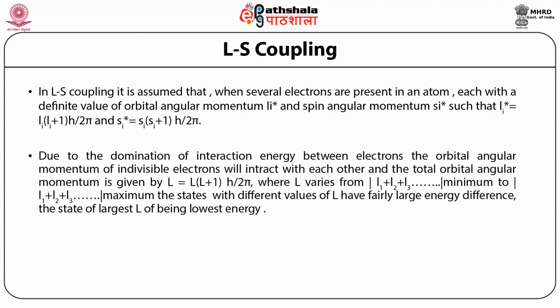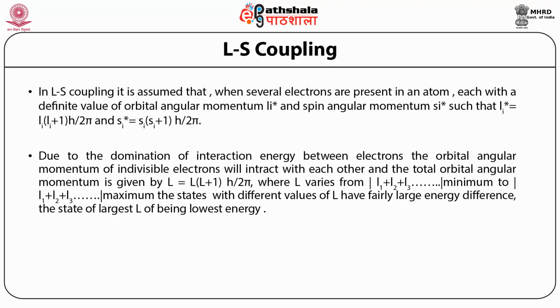Due to the domination of interaction energy between the electrons, the orbital angular momenta of the individual electrons will interact with each other, and the total orbital angular momentum is given by root of L into L plus 1 times h cross, where L varies from the modulus of L1 plus L2 plus L3, minimum, to L1 plus L2 plus L3, maximum.